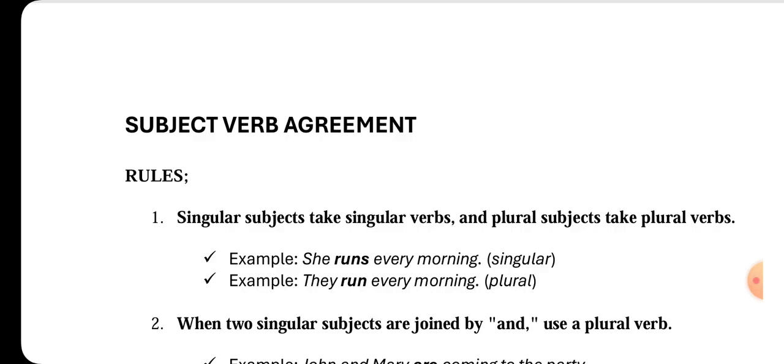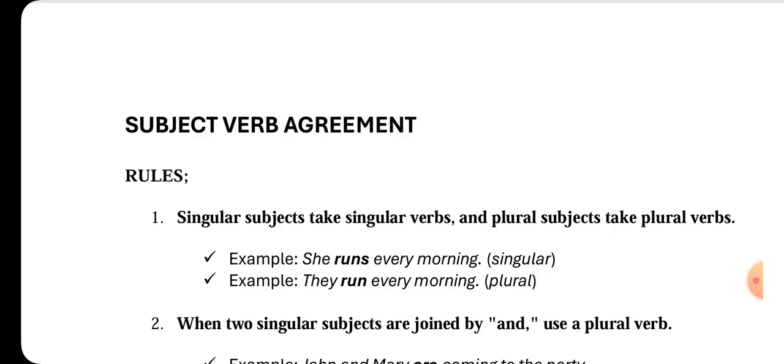Let me give you examples of subject and verb agreement. When you say that the boys must agree, the boys is what?